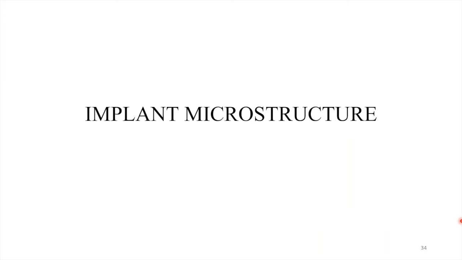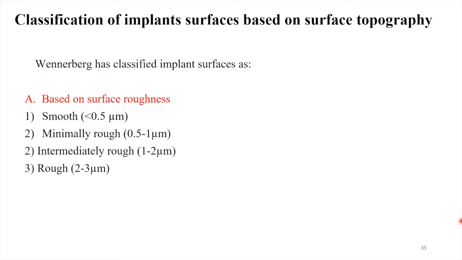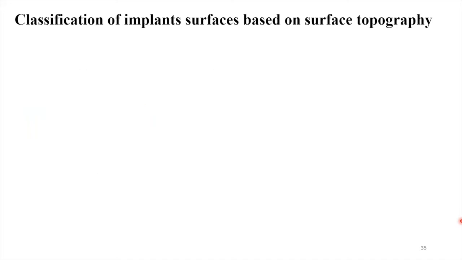Coming to the implant microgeometry, which refers to the surface structure or the degree of surface roughness of a dental implant. Wennerberg has classified implant surfaces based on the surface roughness as smooth, which is less than 0.5 micrometer, minimally rough, which is 0.5 to 1 micrometer, intermediately rough, which is 1 to 2 micrometer, and rough, which is 2 to 3 micrometer. In general, it is the moderately rough surface which gives the best result.